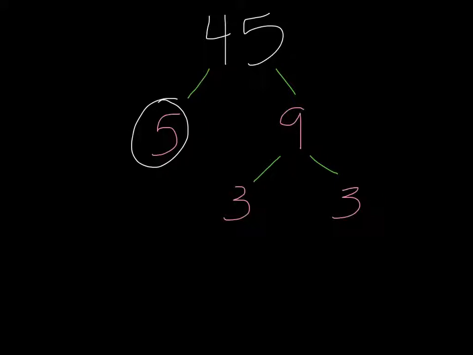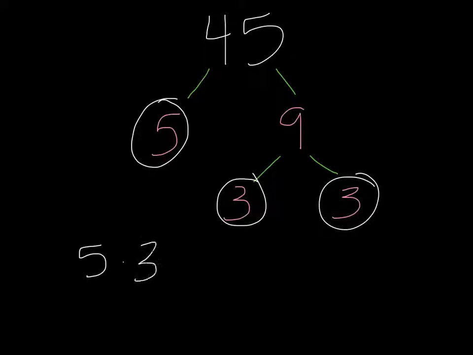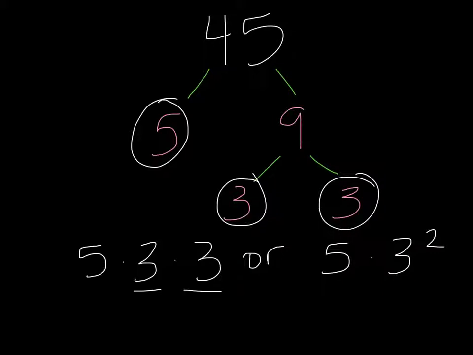Is 3 or 3 a prime number? Actually, they both are. So you're going to circle both of them, and that means that you're done because you don't have to add branches to prime numbers. So if we look at this, our answer would be 5 times 3 times 3, or 5 times 3 squared, because we have 2 3's.